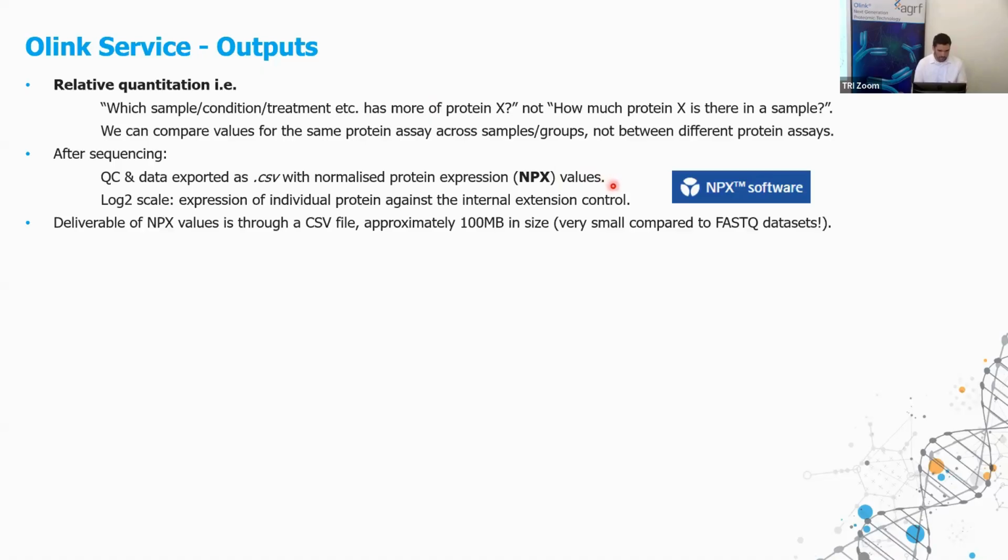So after we do a little bit of QC, as I mentioned, we pretty much just deliver the data in the form of a CSV file with these normalized protein expression values. The NPX values, if you're interested, are just a log2 scale with expression relative to an internal control, which is run in the assay. And this is delivered as a CSV file, as I said, which is 100 megabytes in size, which apparently my bioinformatics help says is very small compared to existing sequencing outputs, which is terrific.